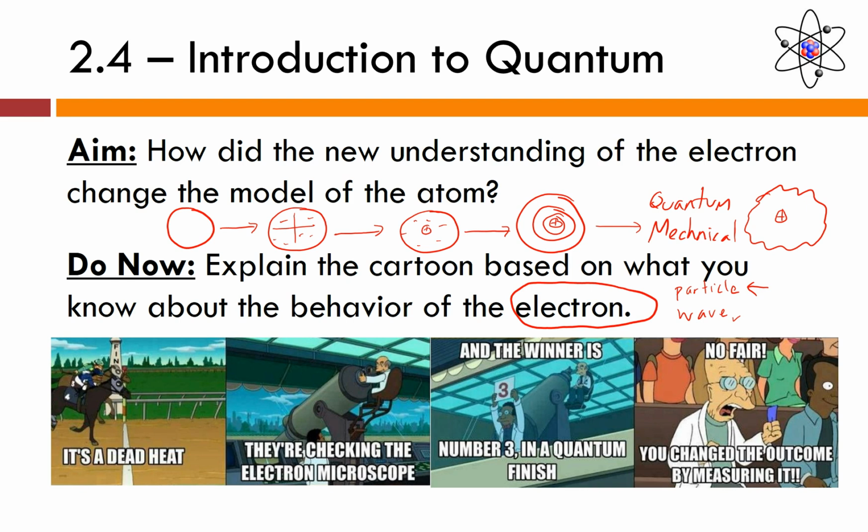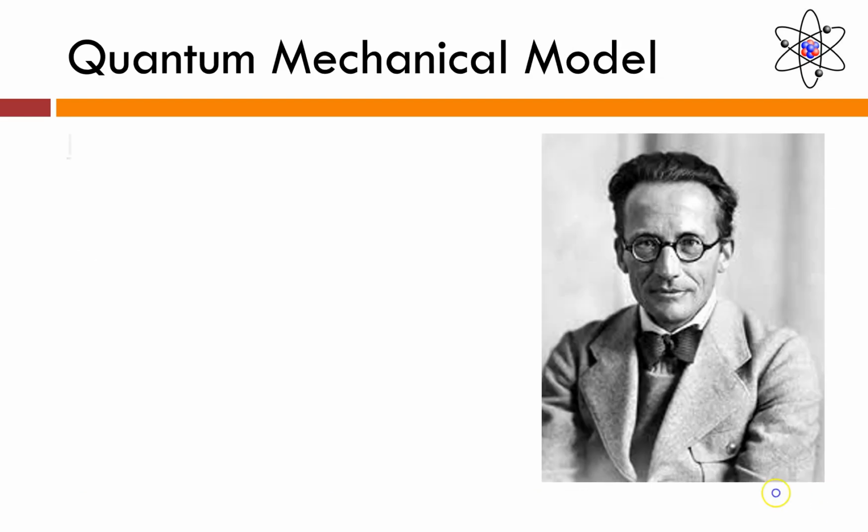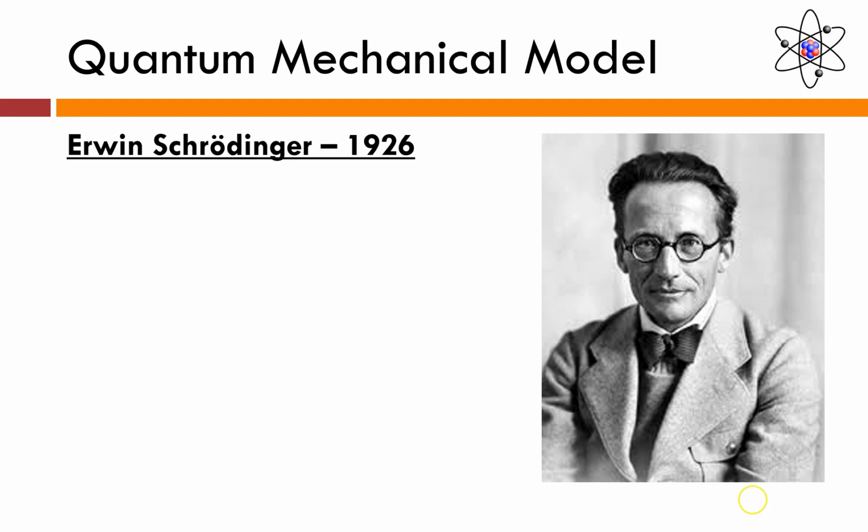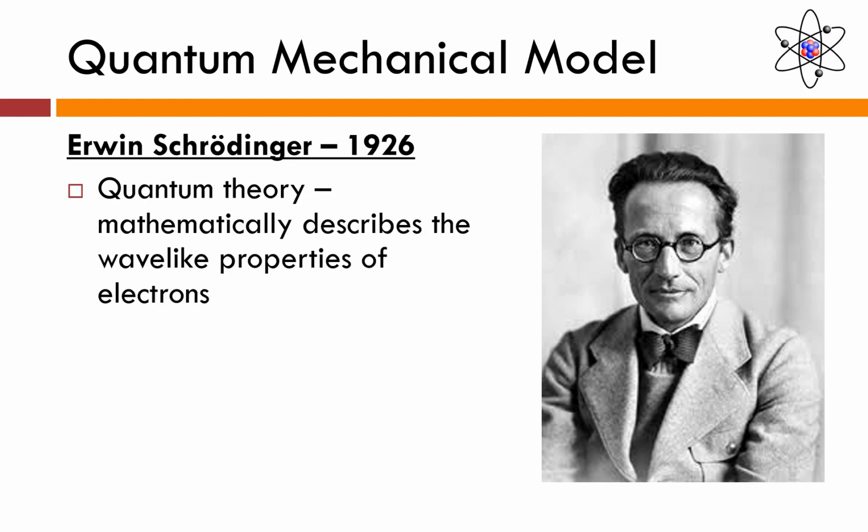If you watch a lot of nerdy cartoons, you'll notice that there are quite a few shout outs to the quantum mechanical model. So let's get into that model of the atom. Erwin Schrödinger proposes the quantum theory, which mathematically describes the wavelength properties of electrons. Basically, he took Louis de Broglie's theory and he made some small changes to it, and it kind of took care of some of the weird anomalies that de Broglie couldn't explain with his initial theory.